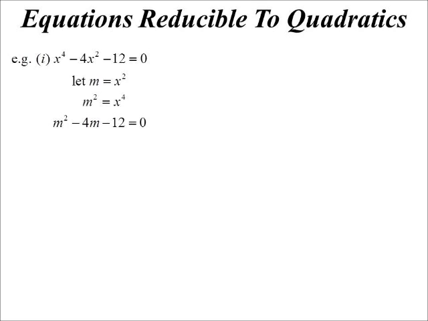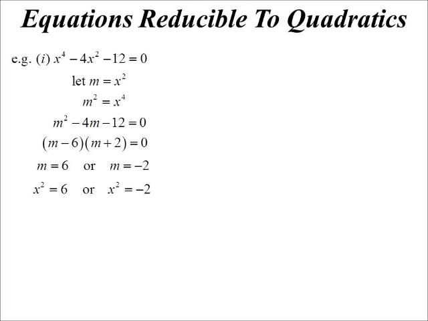That can be factorised, m minus 6, m plus 2, and we can solve that, m equals 6, m equals minus 2. But of course we just said m was x squared. Now whether you physically use the pronumeral m, I mean some people just look at it and say, oh well the pronumeral is x squared, and go straight to the factorisation, x squared minus 6, x squared plus 2. It doesn't matter which way you approach it.